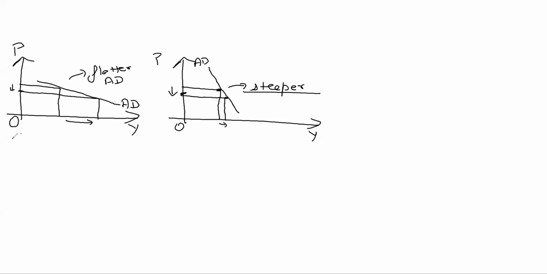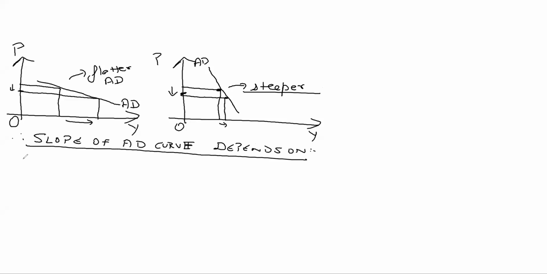So I can write, therefore, the slope of the AD curve depends on what all factors? B, alpha G, H, and K. The slope of the AD curve depends on B, alpha G, H, and K. Now let's look at what these values will be.